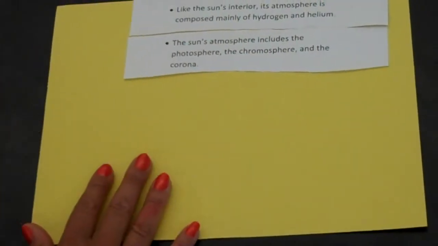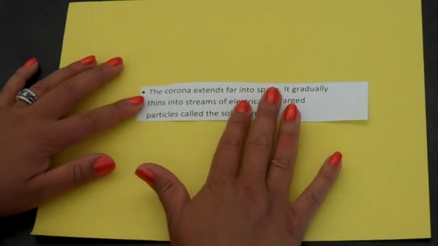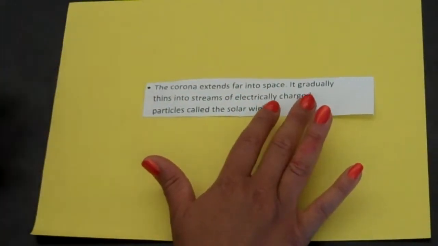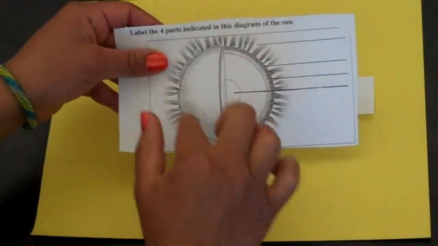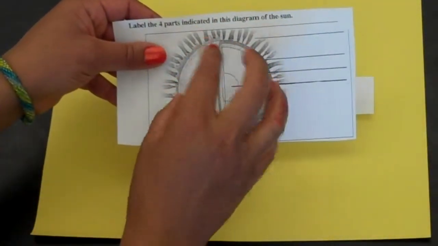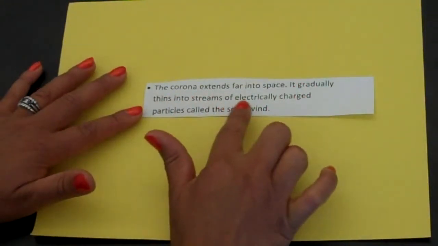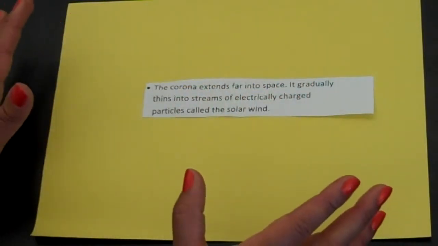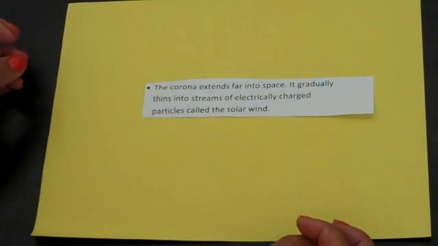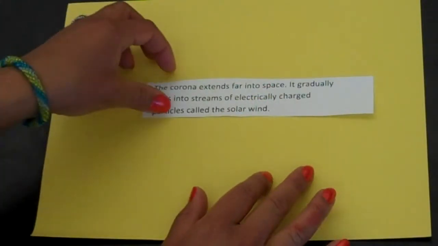Check in class. Okay, and then the last note to tell you is that the corona extends far into space. So that outermost layer here, the one that looks like spider legs, and you'll see that if the moon gets in the way during a solar eclipse, it gradually thins into streams of electrically charged particles called solar wind. And there are different kinds of storms on the sun, and one of them is called a solar wind. And we'll talk about the other ones as well and take notes on that.